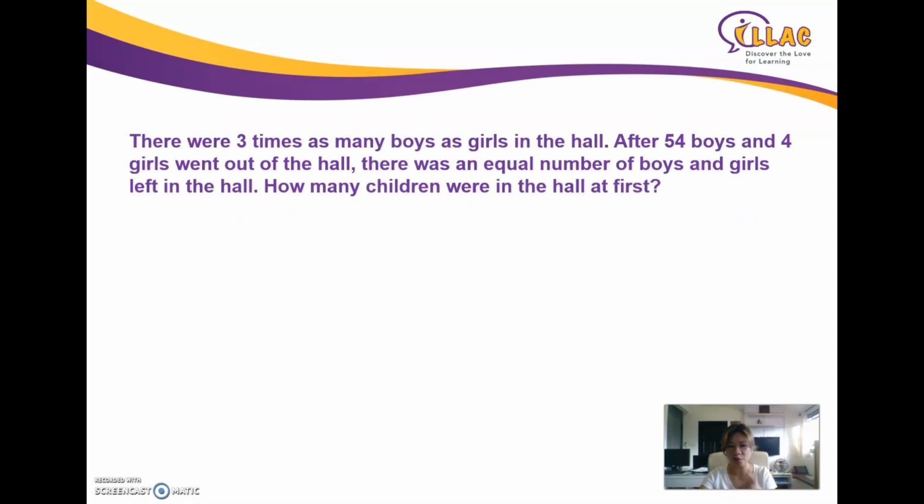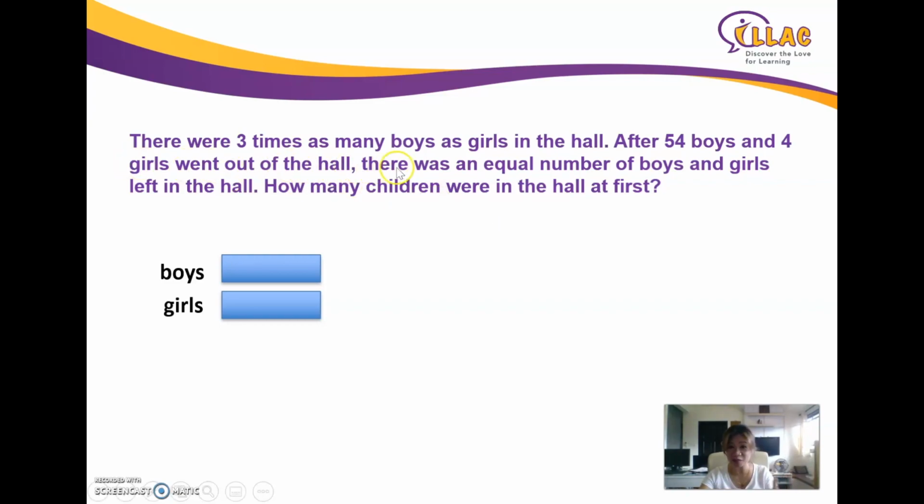So how will the model look like? In order to draw the model, there are 2 items, boys and girls, okay, and you notice that I only draw 2 boxes because the after situation is that both are the same. There are equal numbers of boys and girls. So you draw this first, you draw the after first, then you read backwards, okay, and fill in the before.